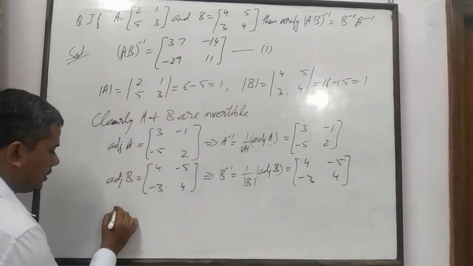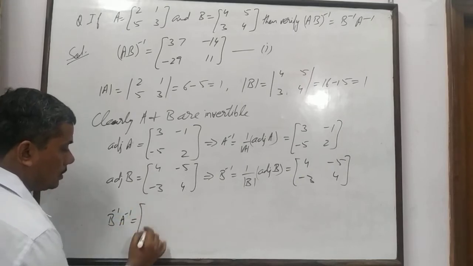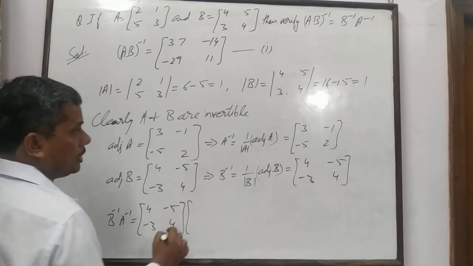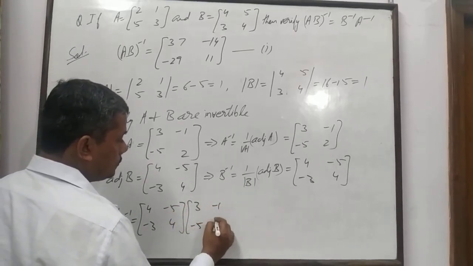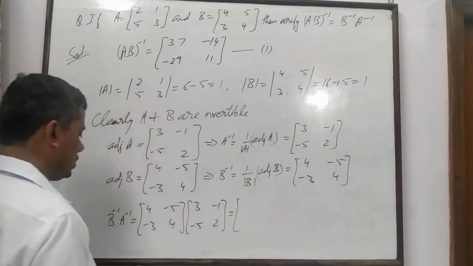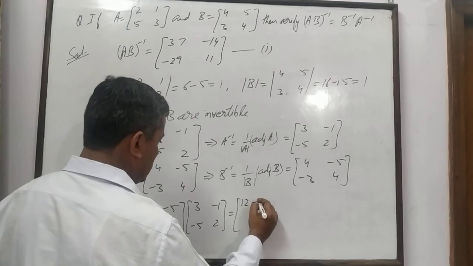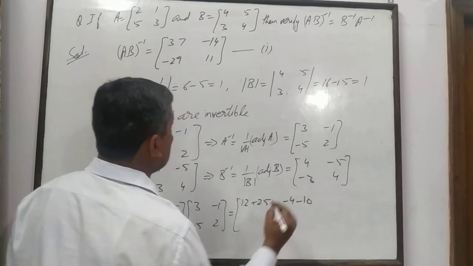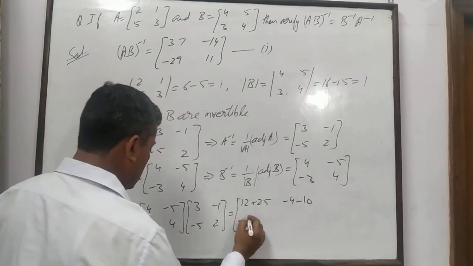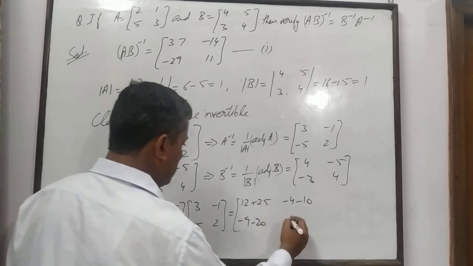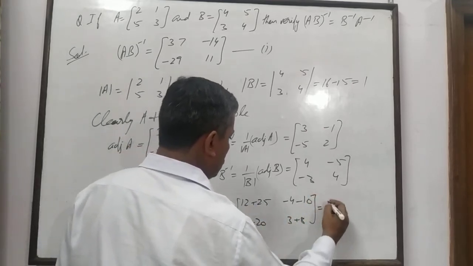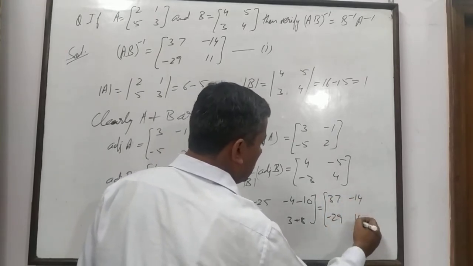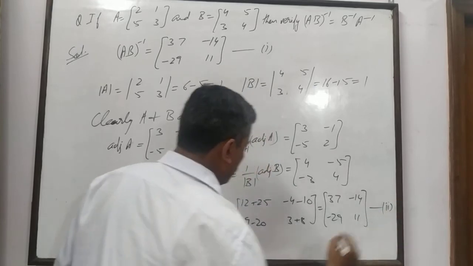Now we will find B inverse A inverse, that is 4, -5, -3, 4 multiplied by 3, -1, -5, 2. It will be 12 plus 25, -4 minus 10, then -9 minus 20, then 3 plus 8. So that will be 37, -14, -29, 11. Mark this as number 2.